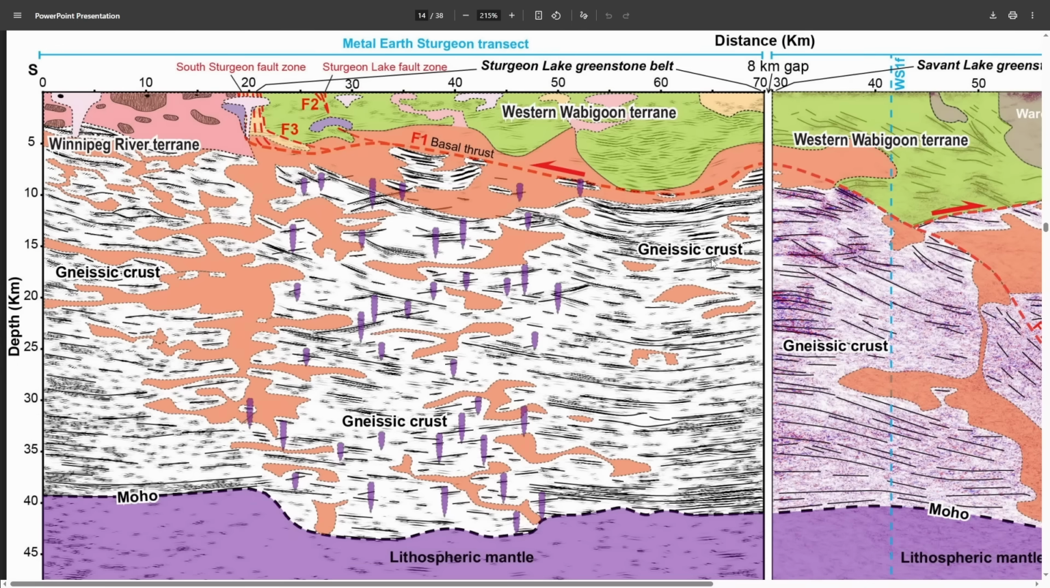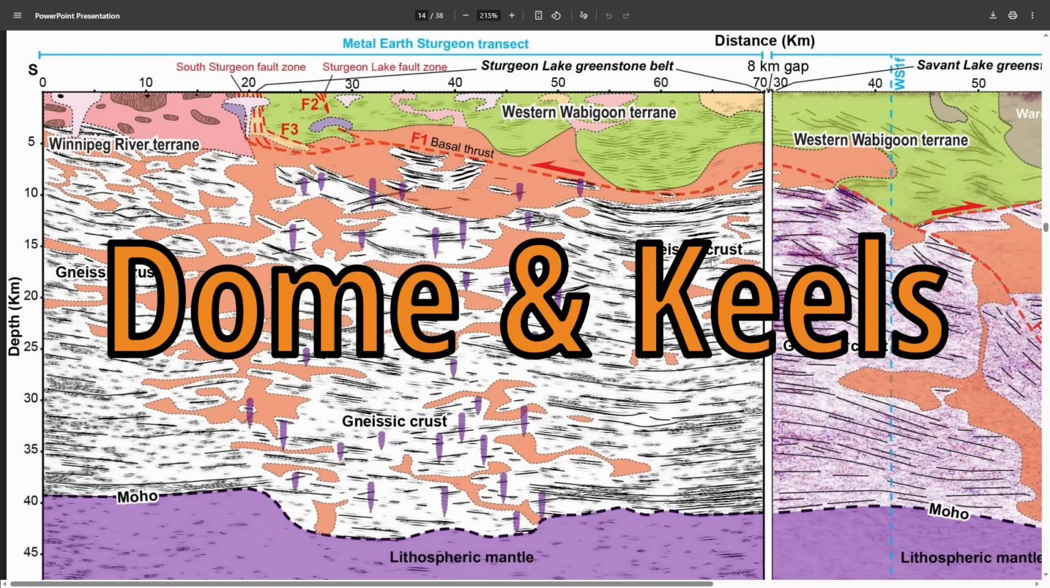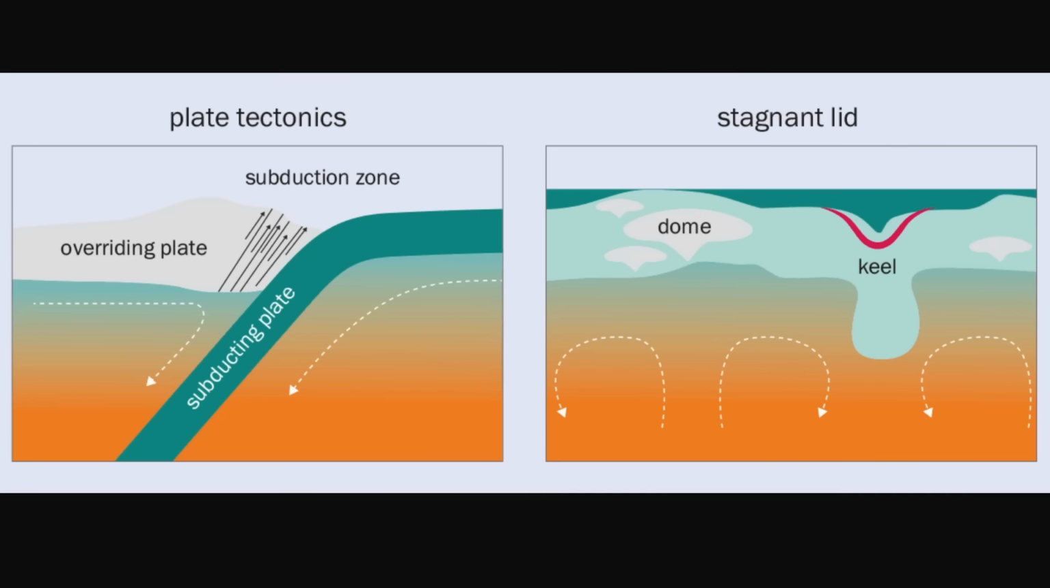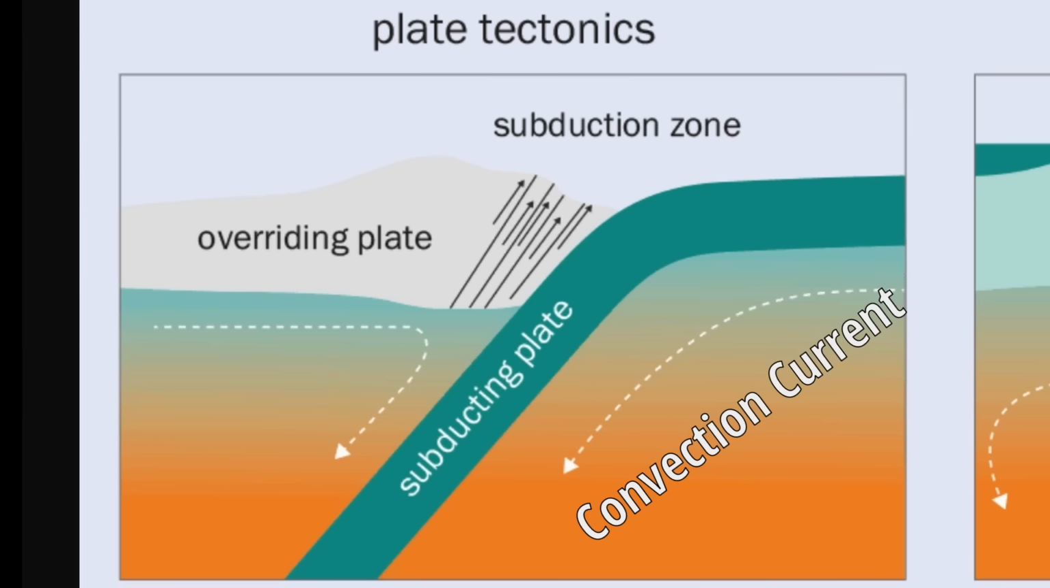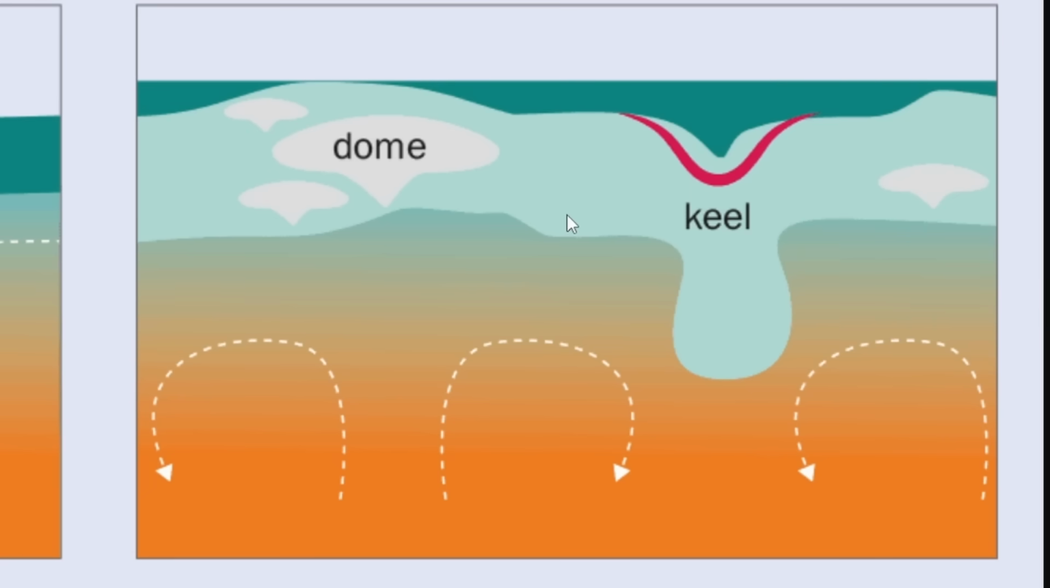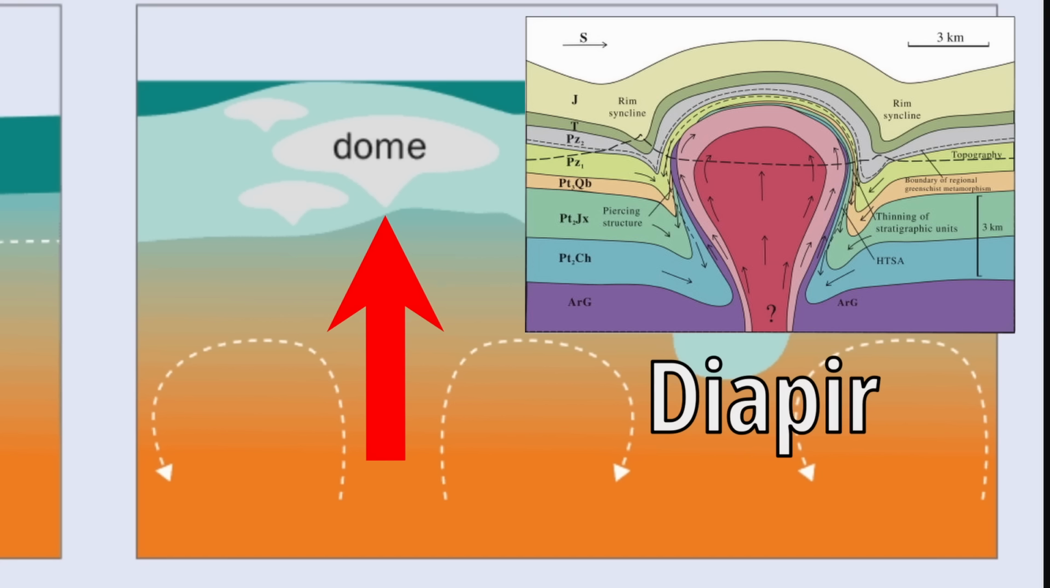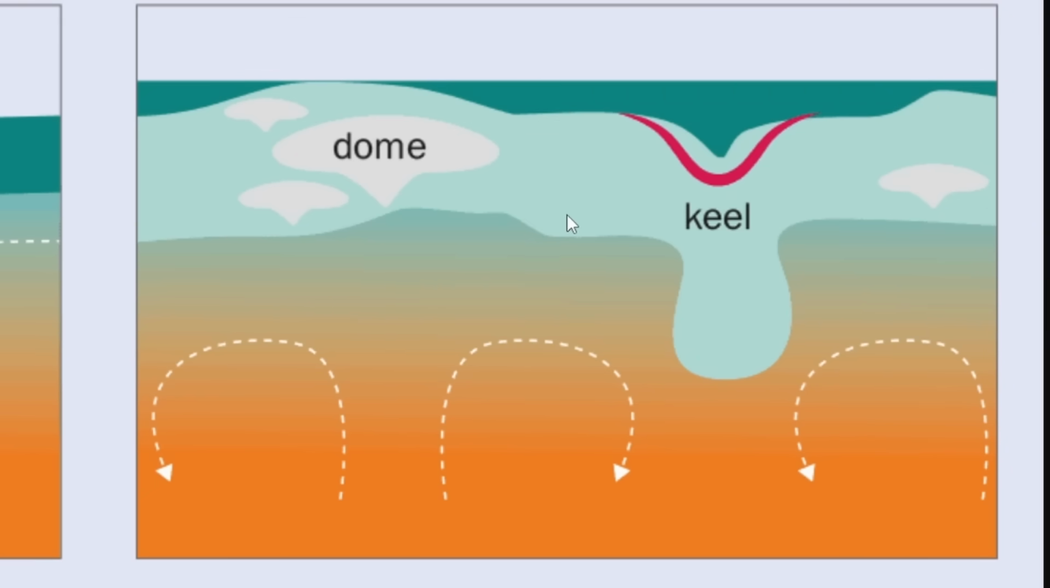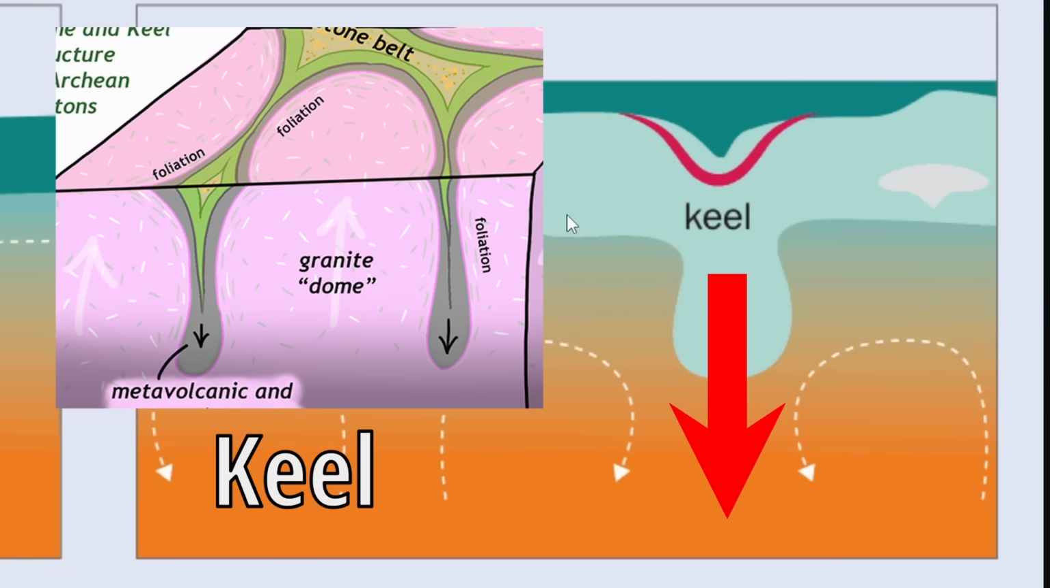Instead, this collision process also formed what are known as domes and keels. Domes and keels are a formation unique to this Archean period. This is because they can only form when there is little to no tectonic activity, and during our Archean period, only the beginnings of tectonic plates were forming. So, instead of the convection in the mantle causing the tectonic plates to move, it instead caused magma to move upwards into the crust as diapirs, which bent the crust upwards into a dome, or it caused the magma to sink down and form features known as keels, where the crust actually sinks further into the mantle.